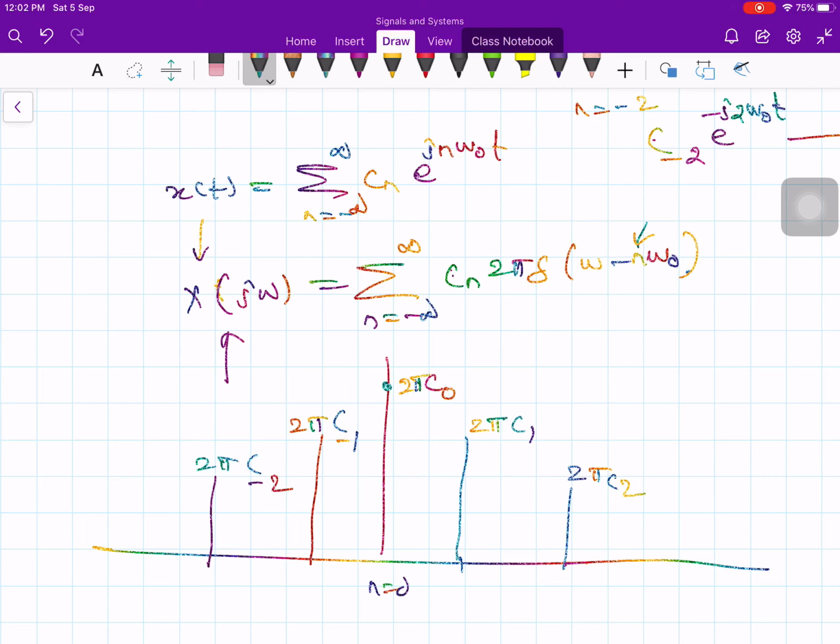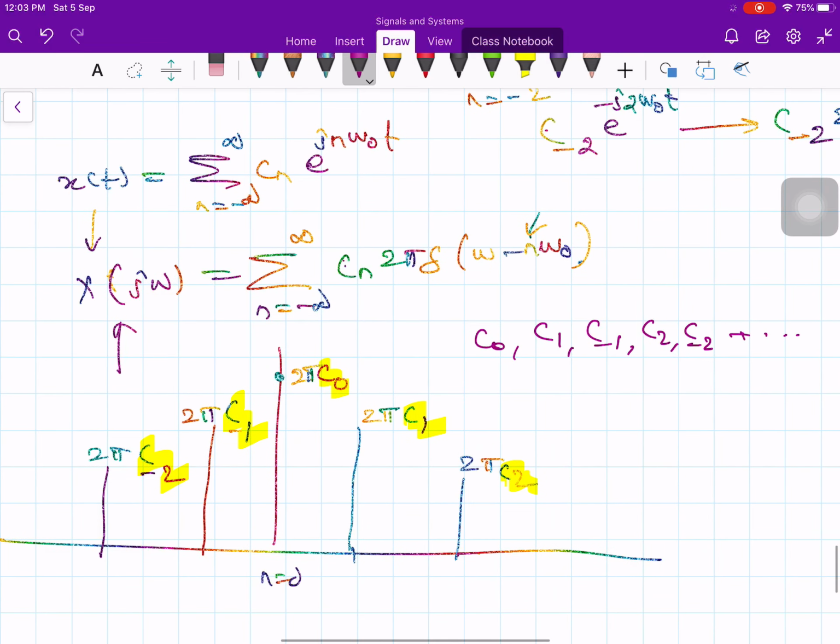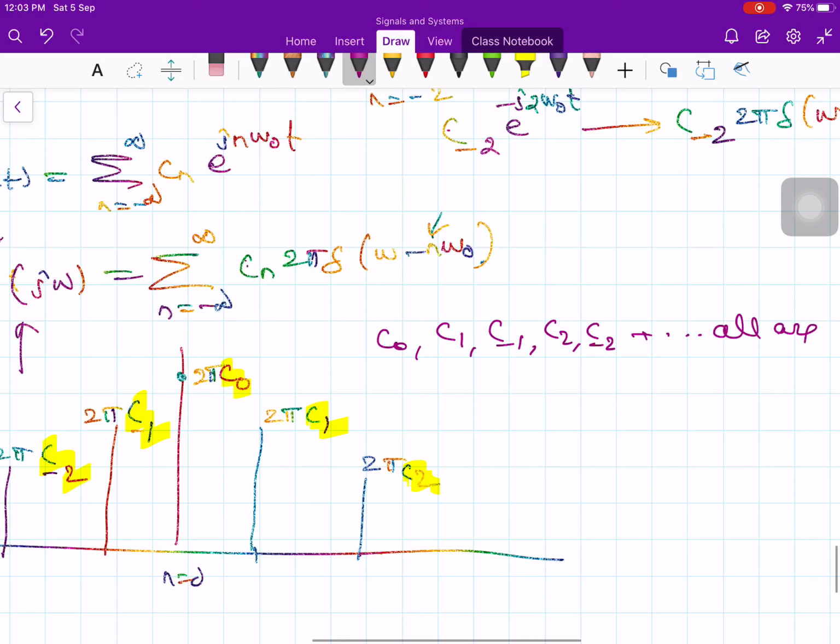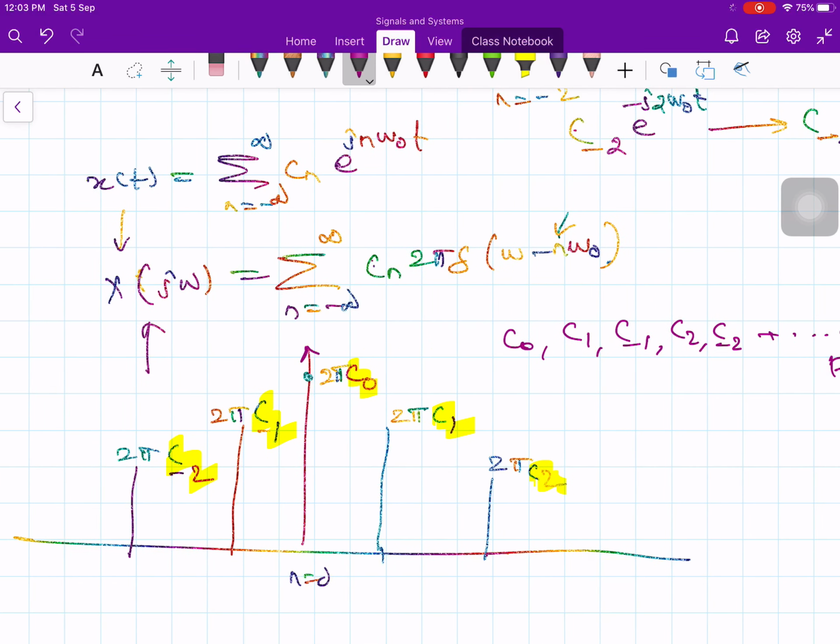That means what? C0, C1 are Fourier series coefficients. Yes or no? So C0, C1, C suffix minus 1, C2, C suffix minus 2, dot dot dot, these are all Fourier series coefficients. Now if you want to find the Fourier transform, then the magnitude plot will have the coefficients multiplied by 2 pi, and this one also multiplied by 2 pi. So all are multiplied by 2 pi. So this is the magnitude plot of X of j omega.